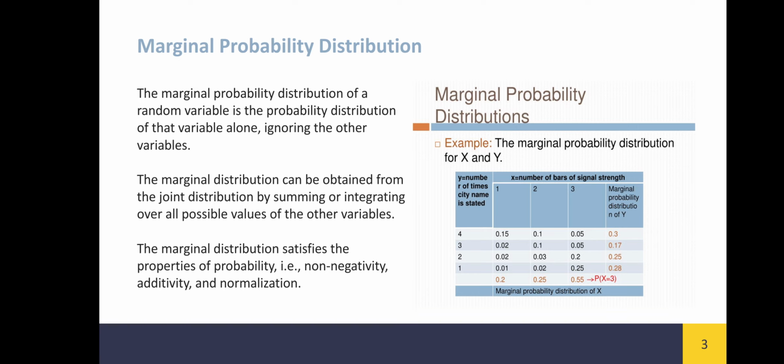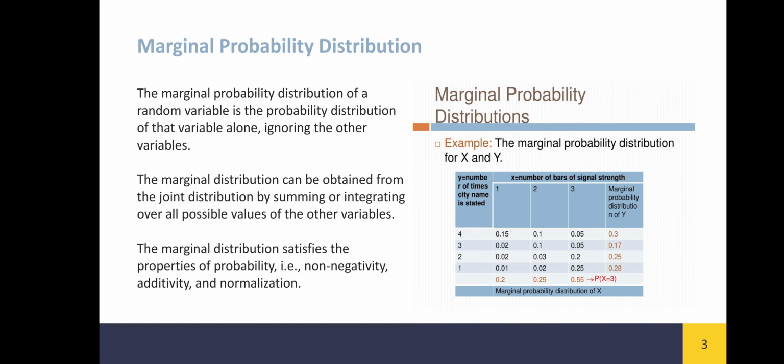Marginal probability distribution. The marginal probability distribution of a random variable is the probability distribution of that variable alone, ignoring the other variables. The marginal distribution can be obtained from the joint distribution by summing or integrating over all possible values of other variables. The marginal distribution satisfies the properties of probability, that is, non-negativity, additivity, and normalization.